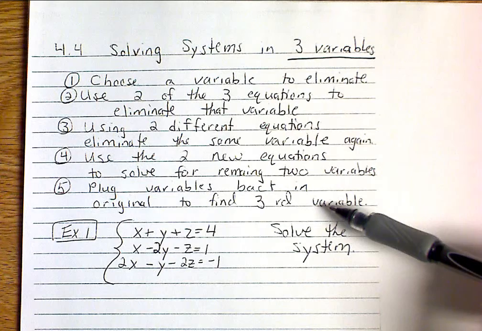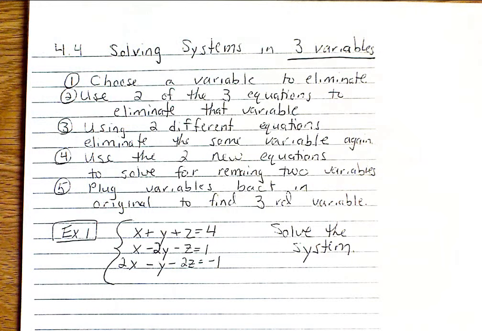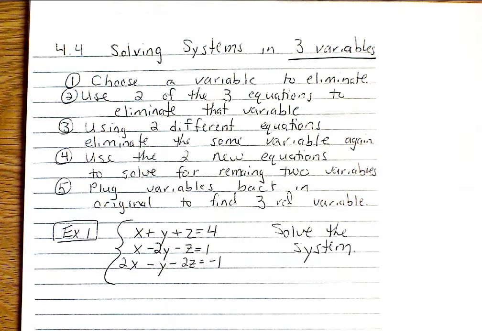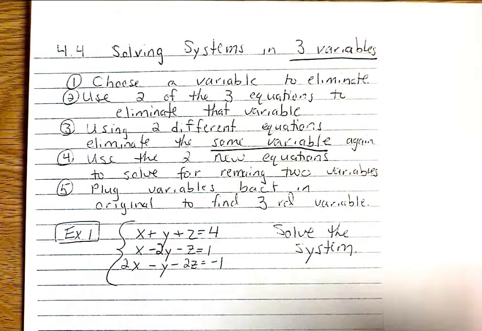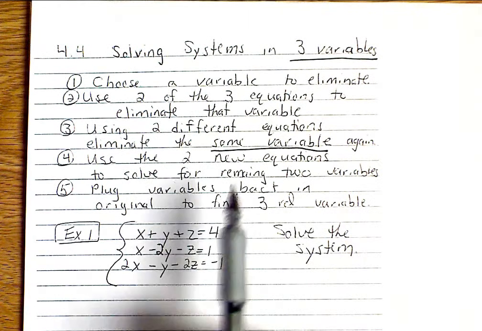To solve 3 variables, what you do is you choose a variable to eliminate. It doesn't matter if you choose X, Y, or Z. For this one, I have to tell you which one we're going to eliminate, but you would still get the same answer no matter if you chose X, Y, or Z. Then we're going to choose 2 equations to get rid of that one variable. Then we're going to choose the other 2 equations to get rid of the same variable. I'm just reading it to you. And then we're going to use the 2 new equations to get rid of the remaining variables.